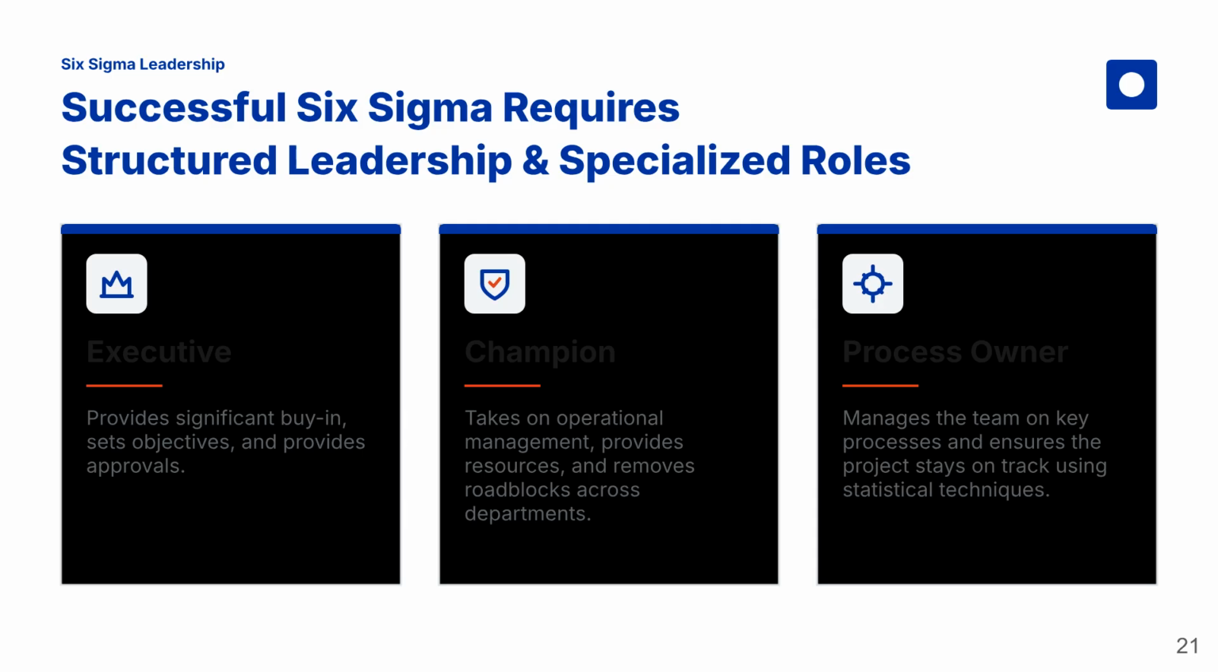The third role is the process owner. This individual is directly responsible for the day-to-day performance of a specific business process. The process owner works closely with the project team, monitors process performance, implements recommended improvements, and ensures that the changes are sustained after the project is completed. They also use data and statistical techniques to evaluate whether the process continues to meet quality standards.